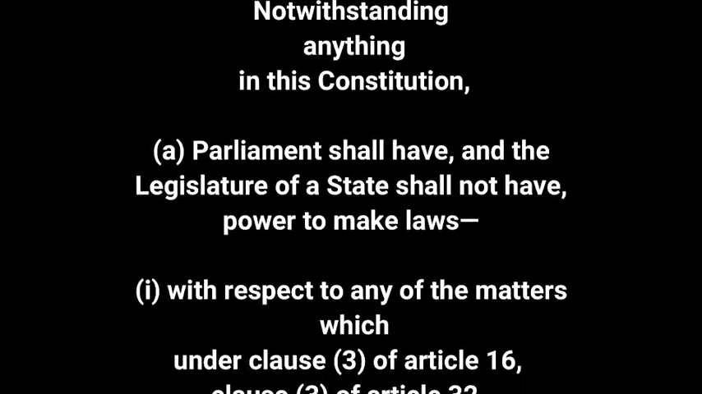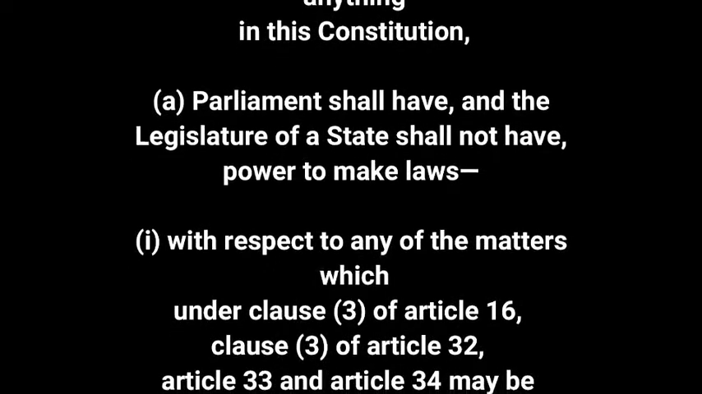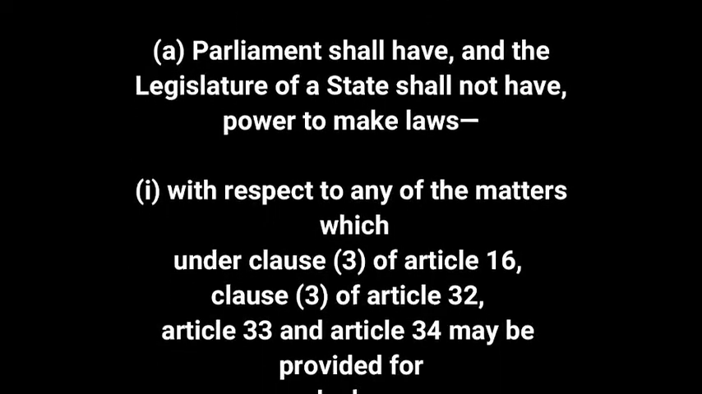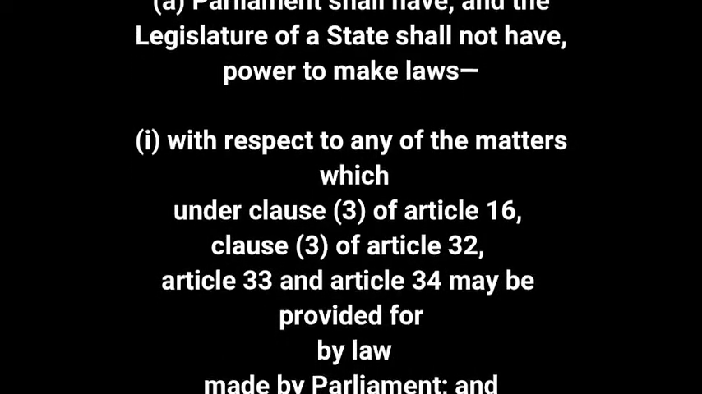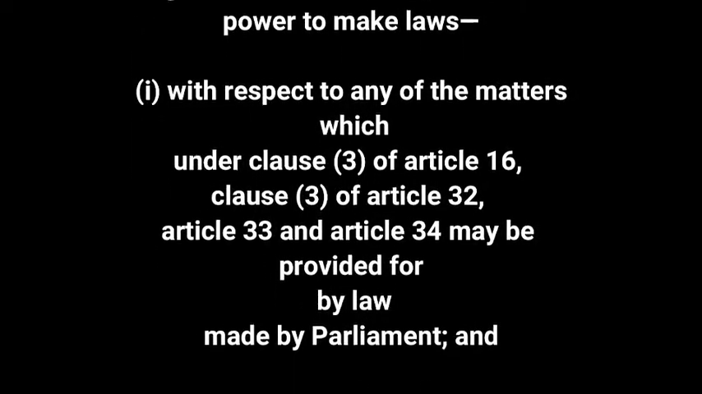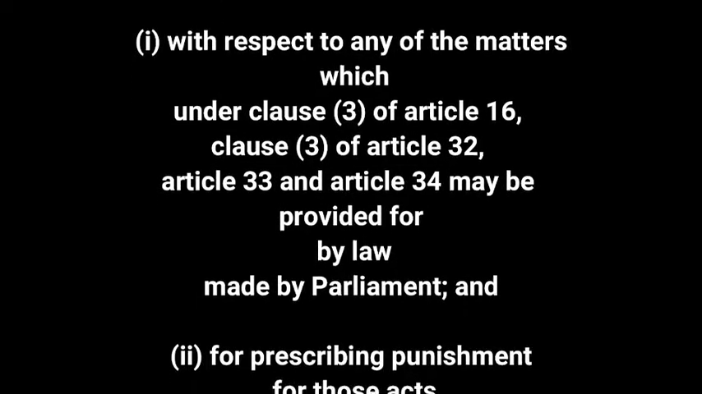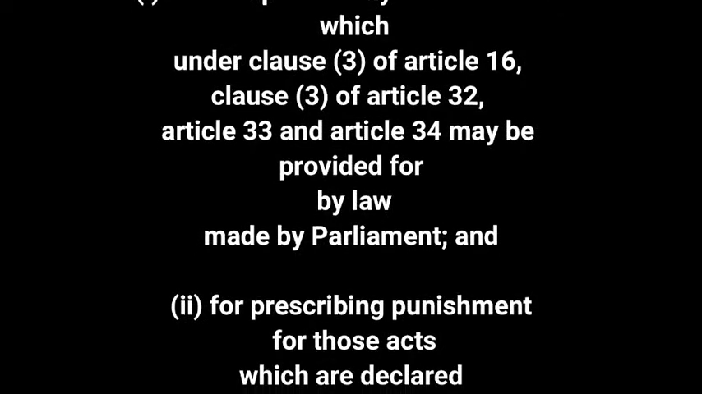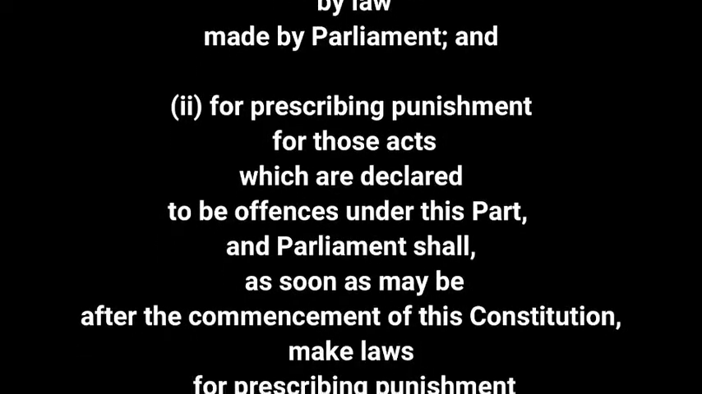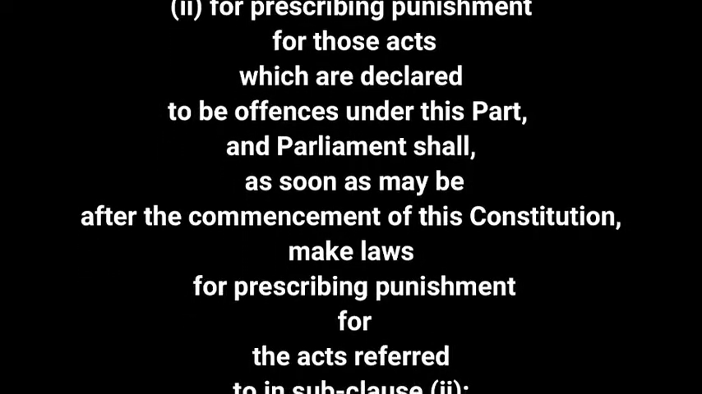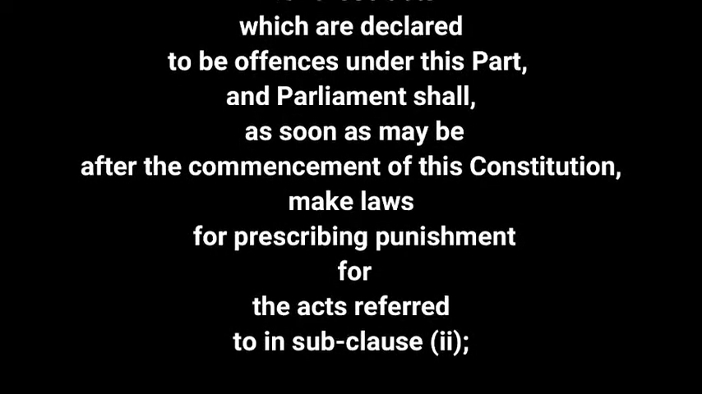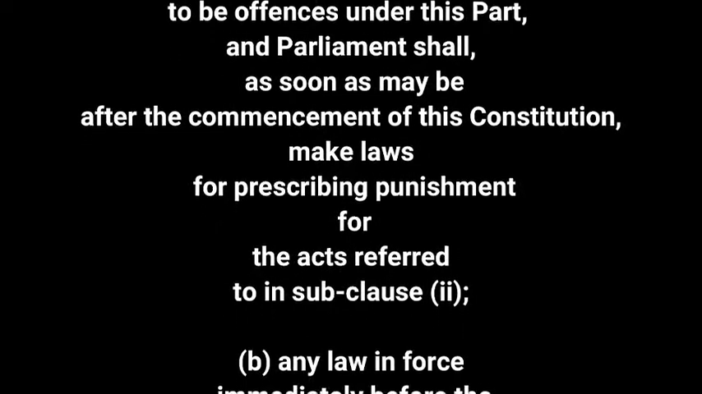with respect to any of the matters, which, under Clause 3 of Article 16, Clause 3 of Article 32, Article 33 and Article 34 may be provided for, by law, made by Parliament, and for prescribing punishment, for those acts, which are declared to be offences under this part. And Parliament shall, as soon as may be after the commencement of this Constitution, make laws, for prescribing punishment, for the acts referred to in sub-clause 2.